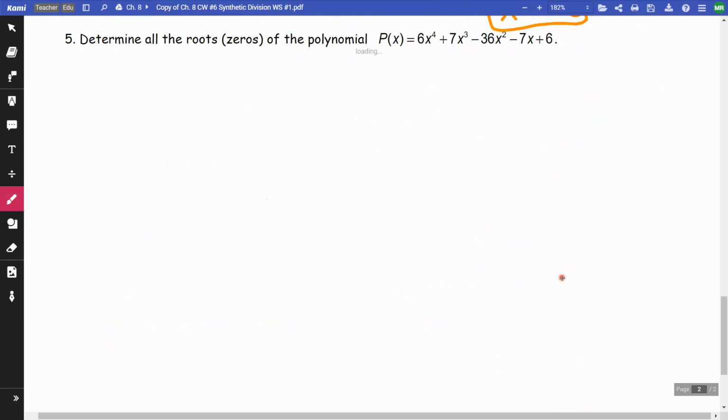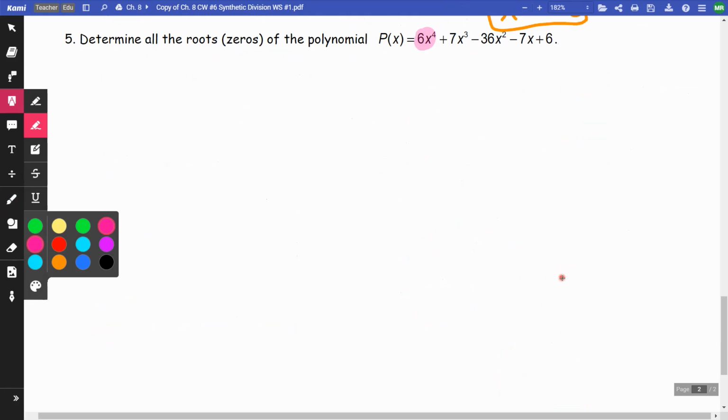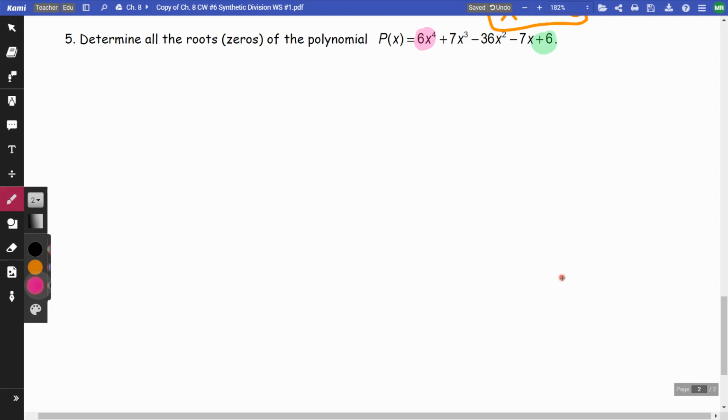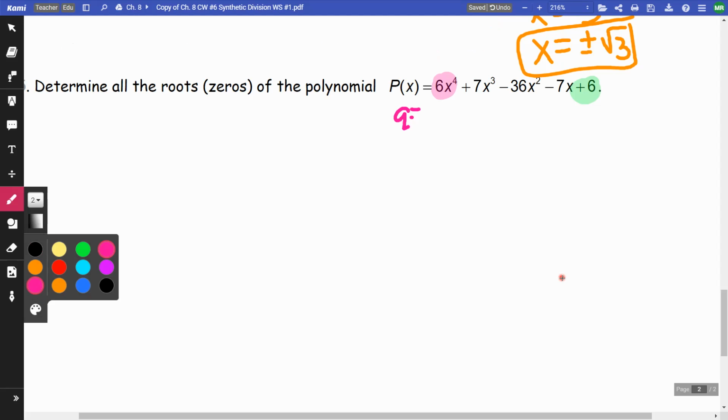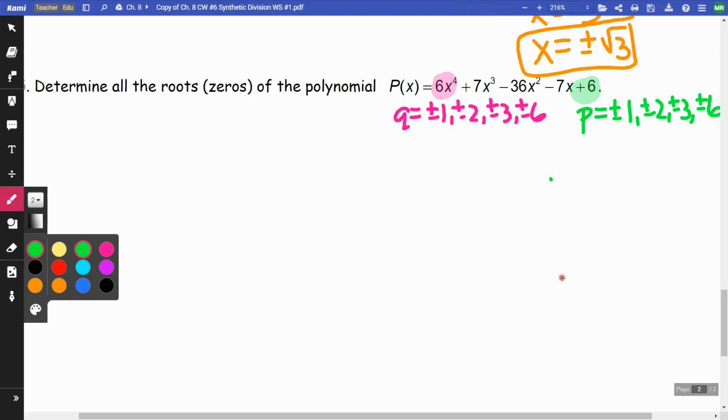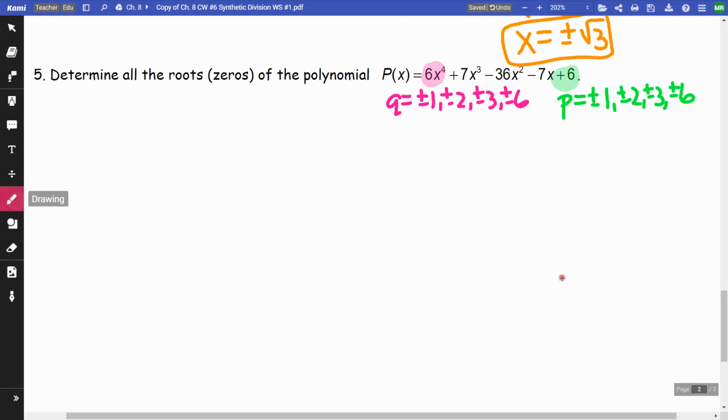So number 5 is slightly different because this time my Q, I apologize, is not a 1. So this time my Q is going to be plus or minus 1, 2, 3, and 6. My P is also plus or minus 1, 2, 3, and 6. So when I do my P over Q this time, I'm actually going to get fractions because my denominator does not have to be a 1.